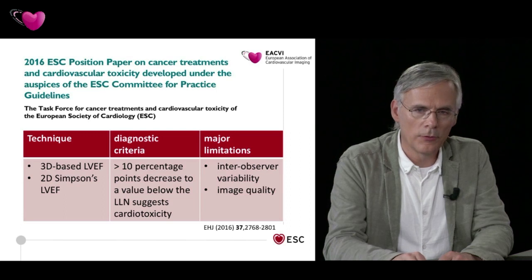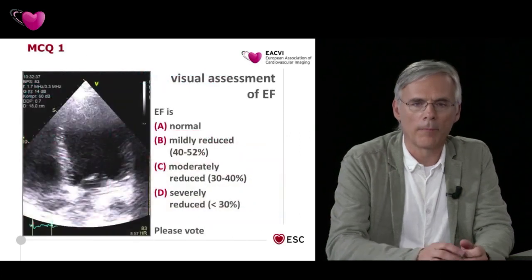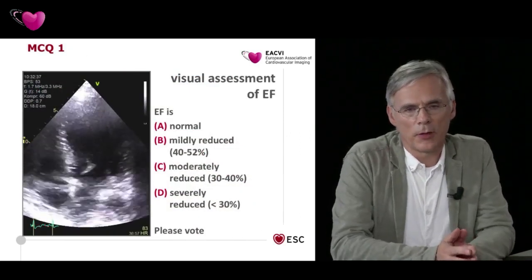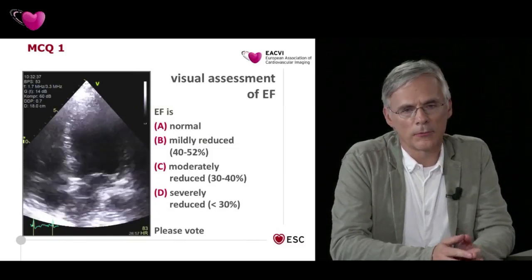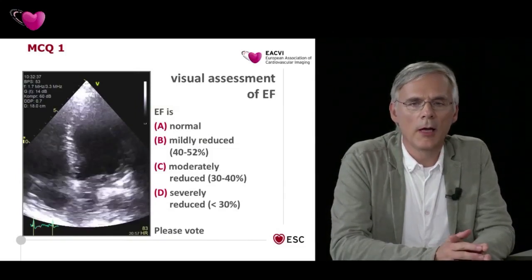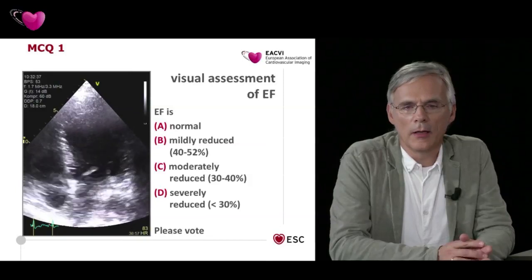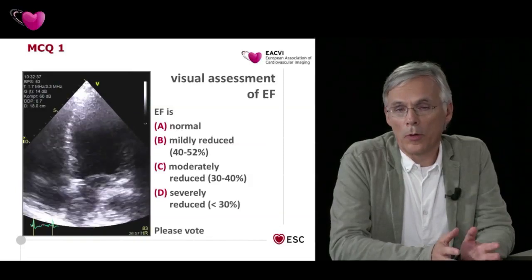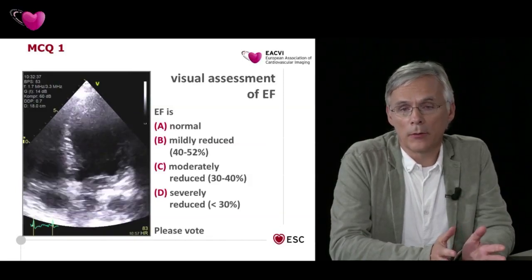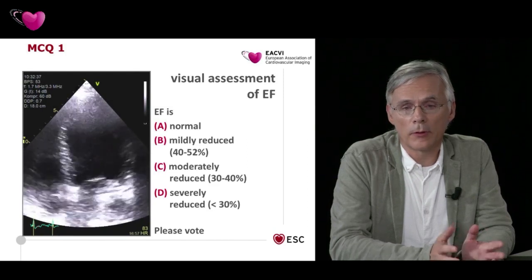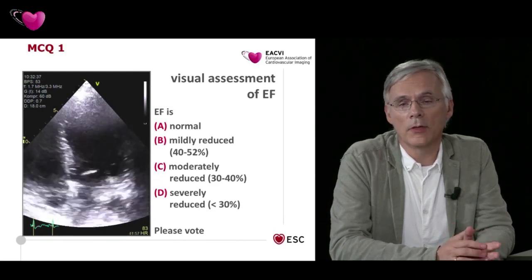I will give you an example. This is a patient with a lung cancer scheduled for chemotherapy, and I ask you please assess visually the ejection fraction. Is it A, normal, B, mildly reduced, C, moderately reduced, or D, severely reduced?